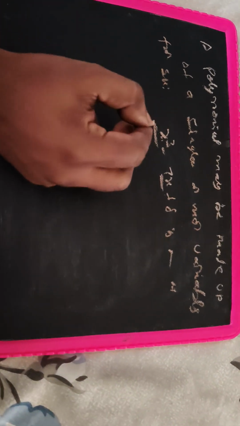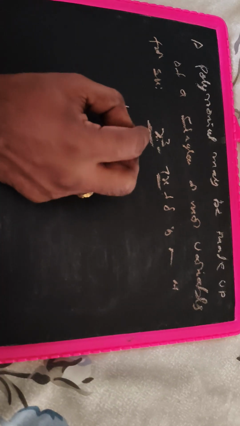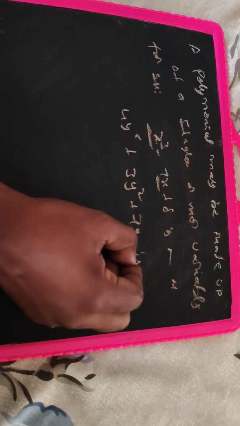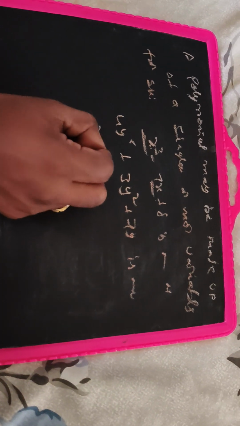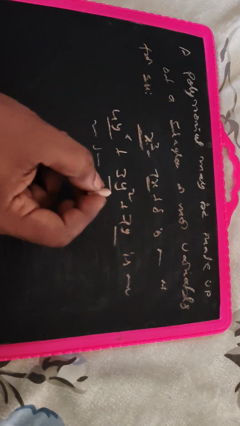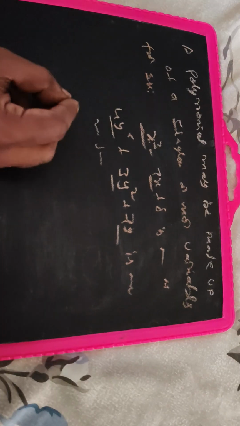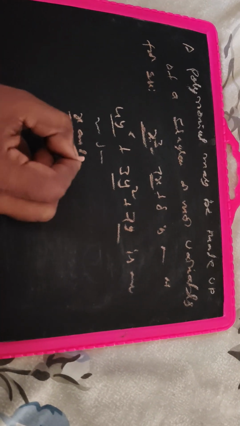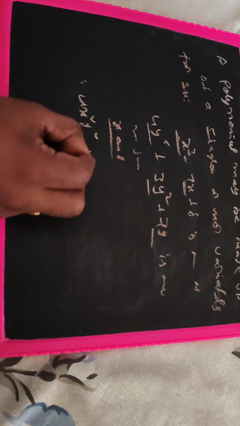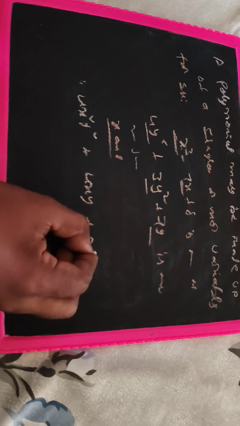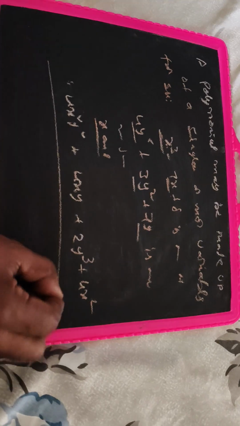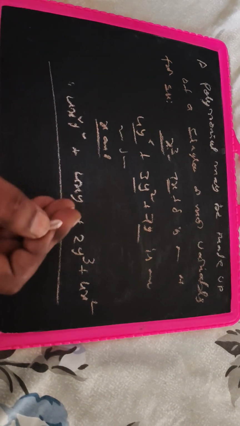Next, 4y to the power of 6 plus 3y square plus 7y is a polynomial made of the single variable y. That is one more type of polynomial. Now a mix of x and y variables: 4x square y square plus 4xy plus 2y cube plus 4x square. This is one more mixture of x and y variables.